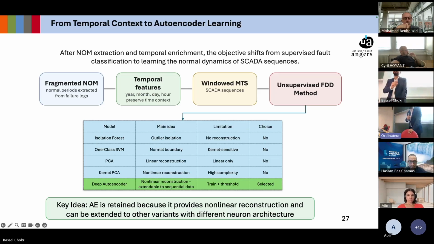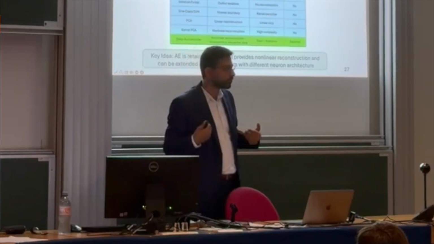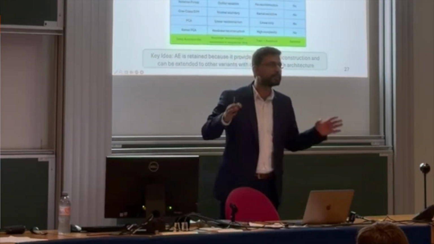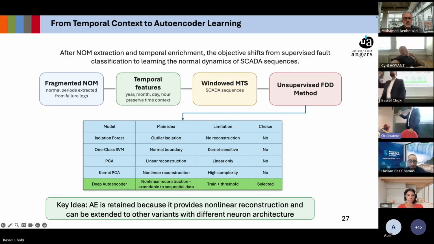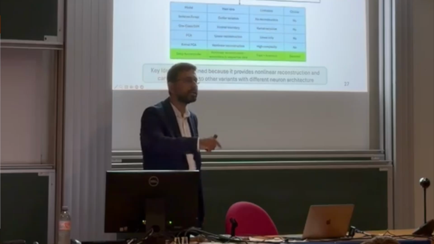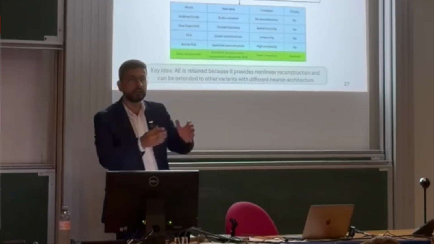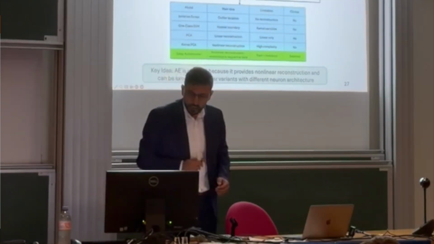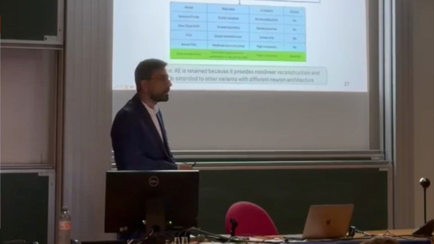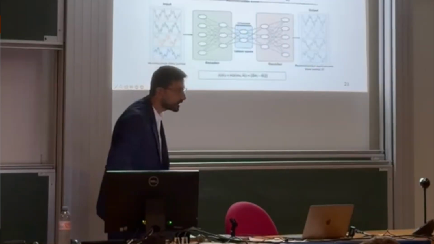Mainly, it can be extended to sequential data, where there is a lot of variance from the vanilla autoencoder, which is the basic autoencoder. We could have different neuron architectures, which I will discuss next, in order to handle this temporal dependency and these sequences. So we proceed with the autoencoder. Then we have to select which architecture.